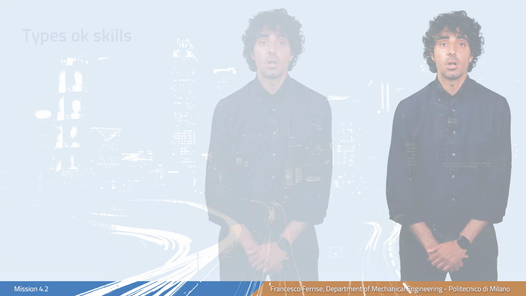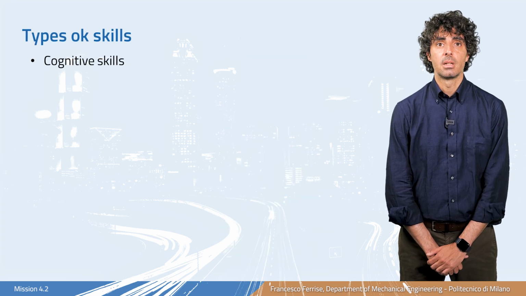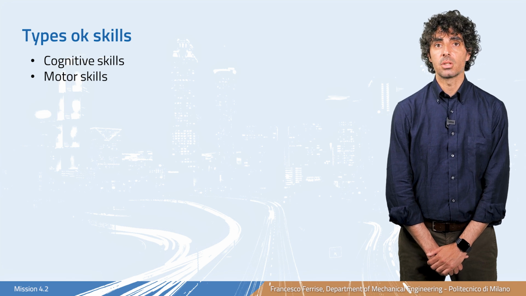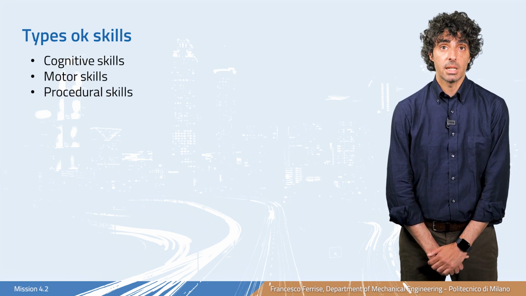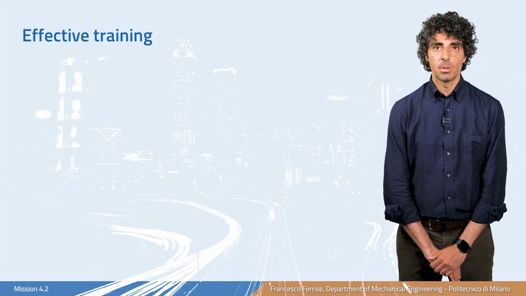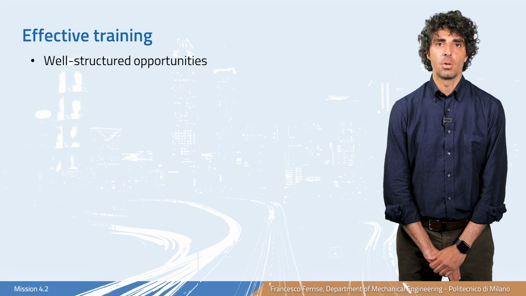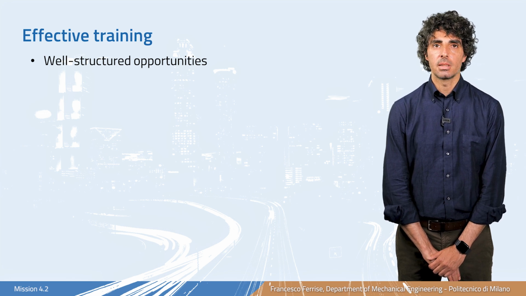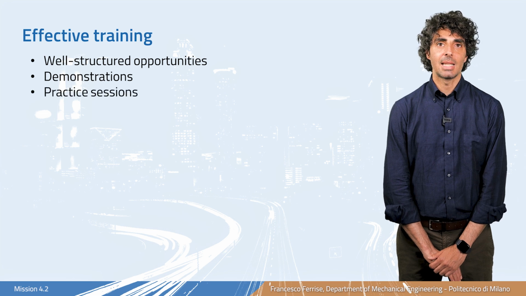damage, of course. In general, skills can be divided into different types. For example, we can have cognitive skills, which involve mental processes, or motor skills, focused on physical actions, procedural skills, which involve learning a series of tasks, and many more. There are different theories describing the process behind the acquisition of skills, and historically, skill acquisition has been seen as a progression through several stages. Effective training occurs when learners are given well-structured opportunities to learn the skills, knowledge, and attitudes through various methods, such as demonstration, practice sessions, and timely feedback.